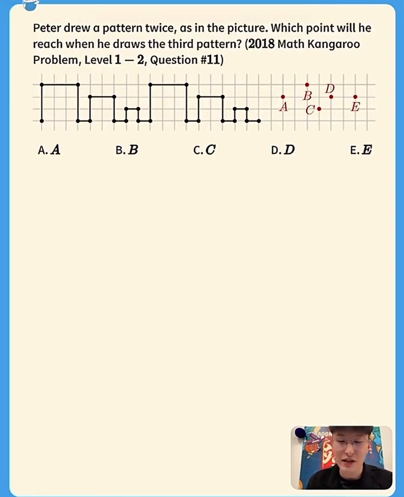Everyone, let's go. If you want to read the question, you can pause here, and otherwise I will read the question for you to better understand it. Peter drew the pattern twice, as in the picture. Which point will he reach when he draws the third pattern? After reading the question, what do you see as important? Some of you may say, I see twice, I think the third pattern, etc. Yes, that's correct, very good.